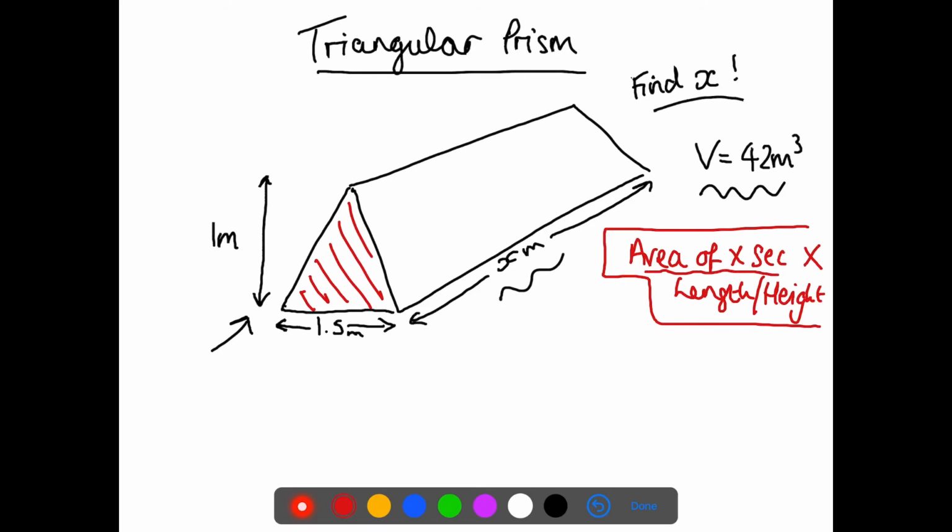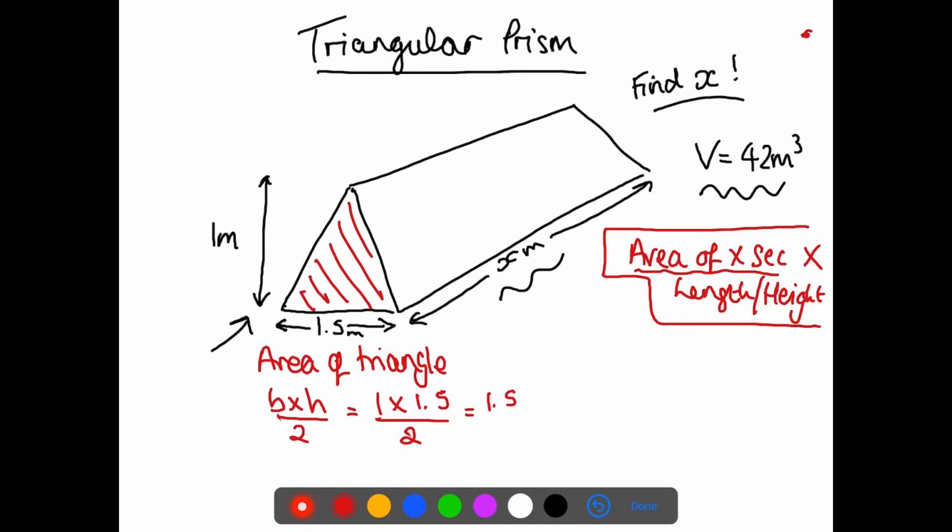Okay, so if that's the case, then first of all we can actually work this bit out. So the area of the cross section, so the area of the triangle is base times height over 2. Well, that's 1 times 1.5 divided by 2, which is 1.5 divided by 2, which is 0.75 metres squared. So I know that my triangle is 0.75 metres squared. Now, this most likely will be on a calculator paper, so don't panic.